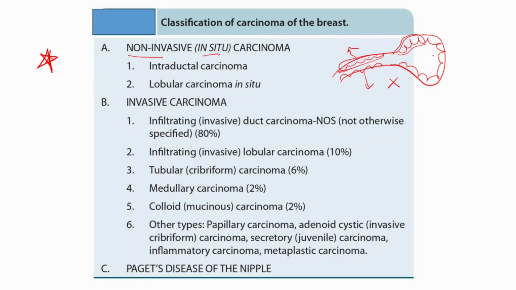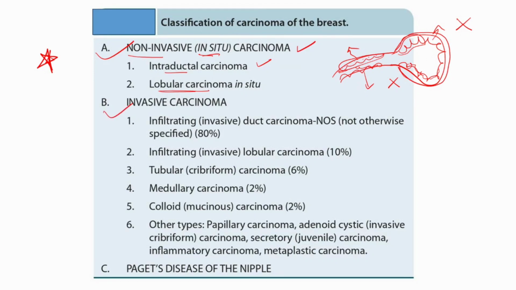Just now I told you acini is covered with a basement membrane. If tumor cells are present inside the basement membrane, they are called in situ. So they are non-invasive. They are not crossing the basement membrane. They are called non-invasive carcinoma. In non-invasive carcinoma, we have intraductal and we have lobular. Intraductal means they are present inside the ducts, and lobular carcinoma means they are present inside the lobes. Okay, these are non-invasive carcinoma.